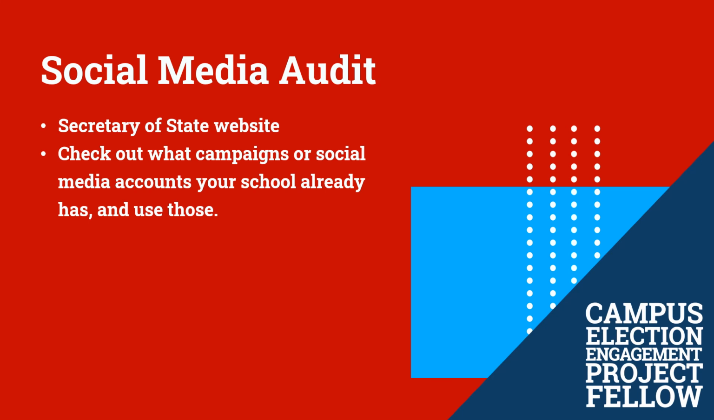The first thing you should do when trying to navigate the virtual spaces you have is to take a brief audit to see what's already out there. It's easier to start with a campaign that already exists than to build up the followers with a new campaign. Some places to check are your Secretary of State's website, past fellows, the Civic Engagement Office on campus, or the Political Science Department. Maybe your school already has a campaign that you can join, or maybe you'll have to create a new one from scratch.